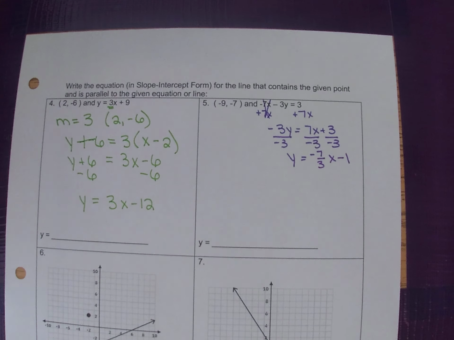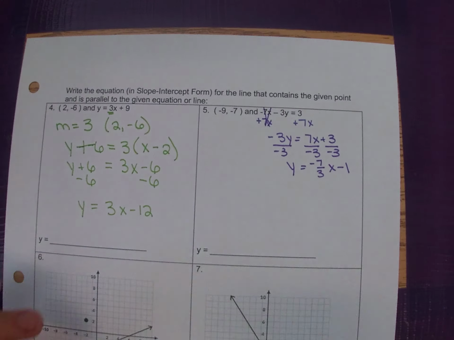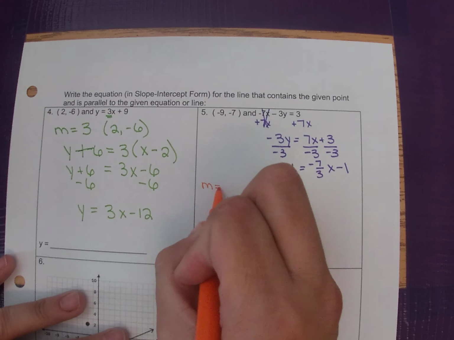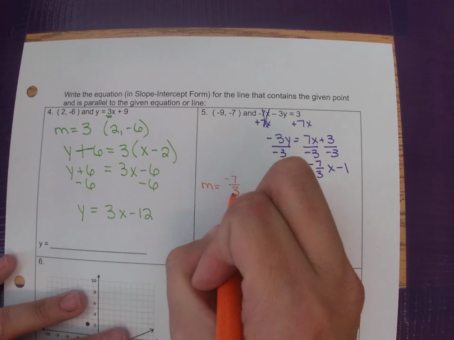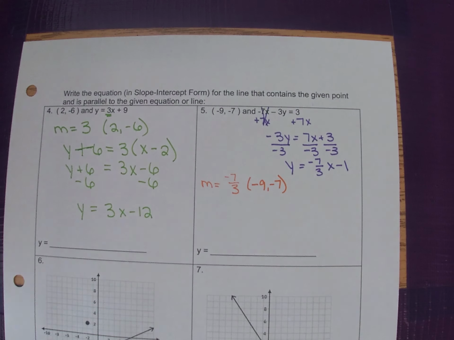And students often think, oh my gosh, that's already a lot of work. I must be done, but you're not. All that did was give me my slope. So that tells me I want my slope to be -7/3, and I need it to pass through the point -9, -7.